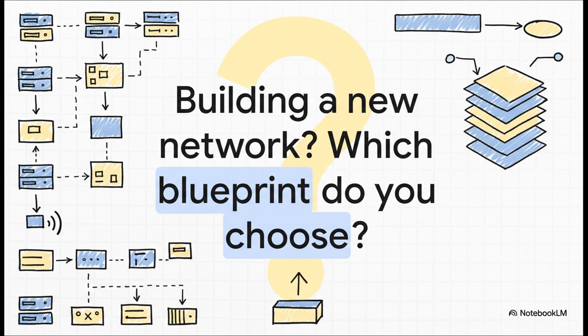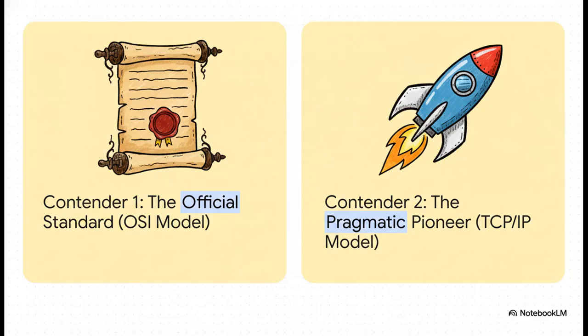So, picture this. You've been given the job of designing a brand new network, completely from scratch. Before you even think about cables or routers, you need a plan, right? A foundational model, a blueprint that's going to guide every single decision you make from here on out. Now, historically, there have really been two major players for this role. On one side, you have the official, internationally approved standard, a really perfect theoretical model. And on the other side, you've got the pragmatic pioneer, the one that just went ahead and won the world with its real-world protocols.